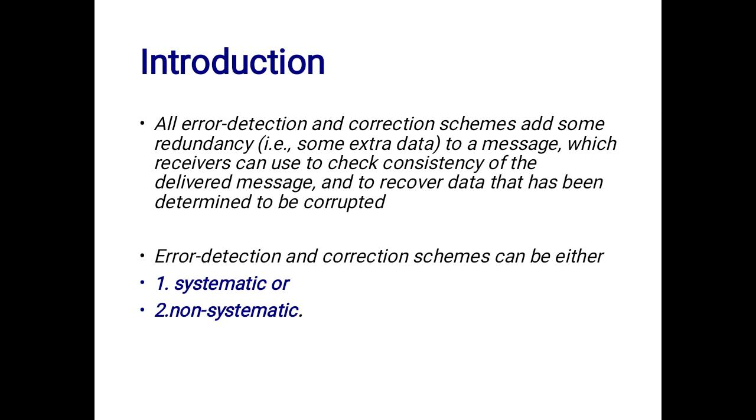For example, I will give you a simple example. I'm trying to send a binary data called 1100 to you. Now, if any place of 0 or 1 are interchanged, or if any other additional bits are added in between, then we say that added extra bits are nothing but errors. And this is what it is explaining in a point, that in all error detection and correction schemes, they add some redundancy, some extra data, some extra bits to the message, which receivers can use to check consistency of the delivered message.